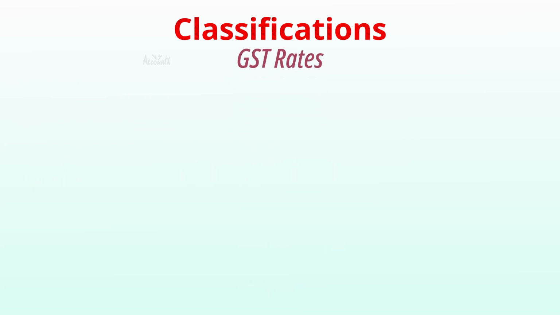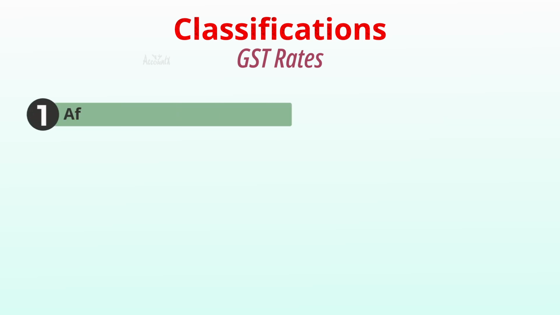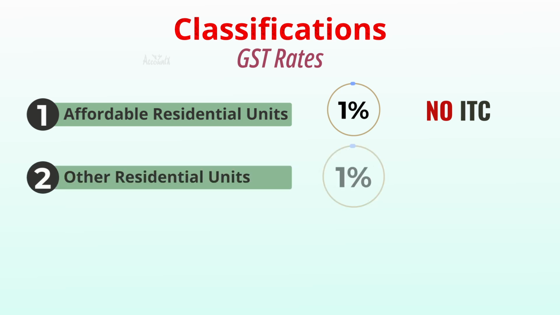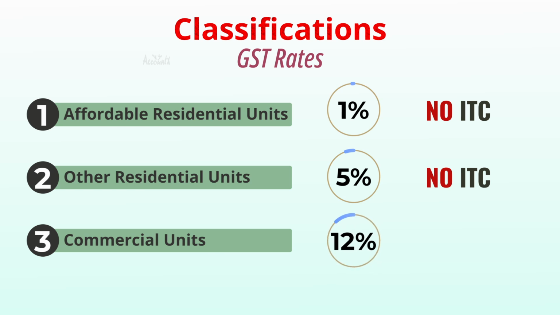Now let's talk about rate of GST. For affordable residential units, 1%, but you cannot avail input tax credit. On other residential units, 5%, again no ITC. On commercial units, 12%, but you can avail input tax credit.